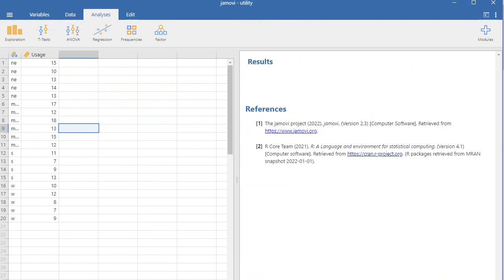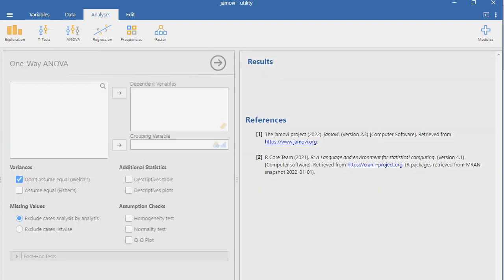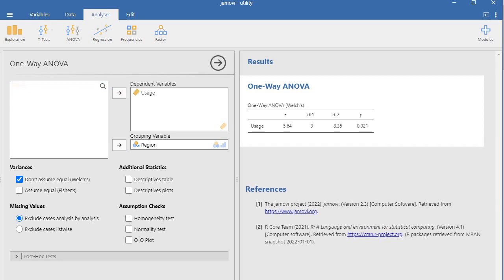So here we've got region of the country, Northeast, Midwest, South, and West, and then this is utility usage. And we want to see if there's a difference in mean utility usage. So we will go to ANOVA, and then one-way ANOVA. Region is our grouping variable. For you, it's going to be city, and then usage is going to be our dependent variable. For you, it's going to be cost.